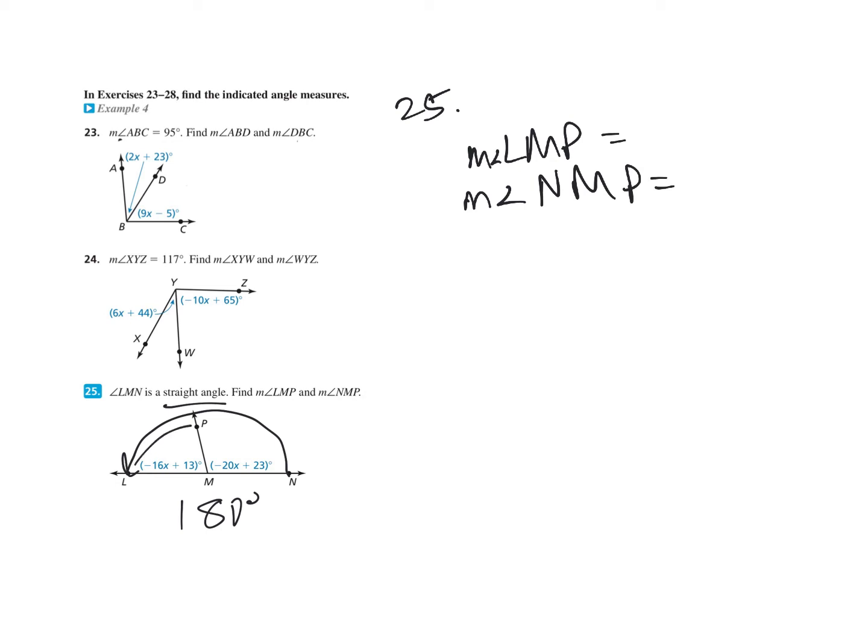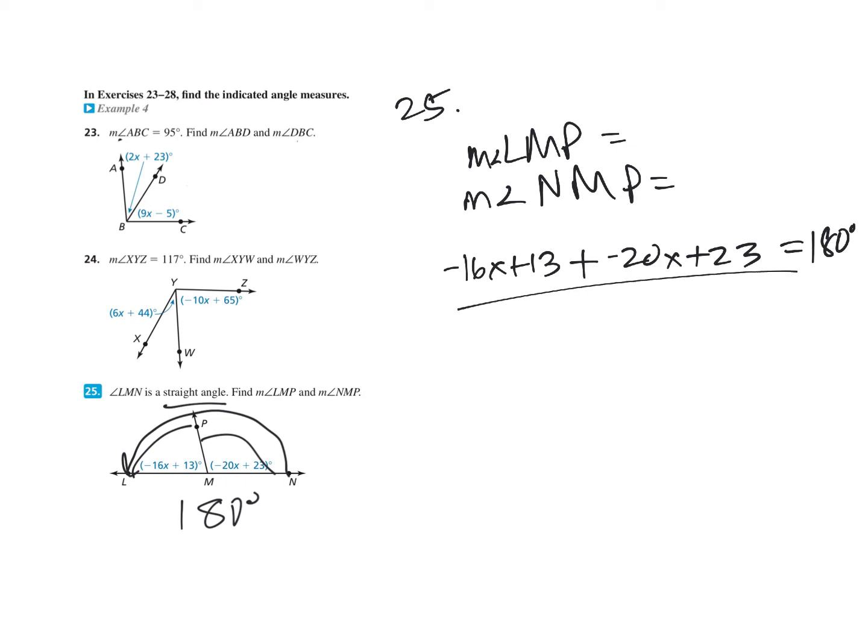LMP is this line, and NMP is this line, this angle, excuse me. So adding them together, negative 16x plus 13 plus negative 20x plus 23 is equal to the straight angle of 180 degrees. They make a straight line. So again, this is all on the same side, so negative 16 and negative 20 is negative 36. 13 and 23 is 36.